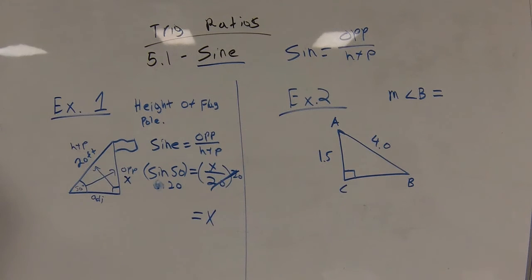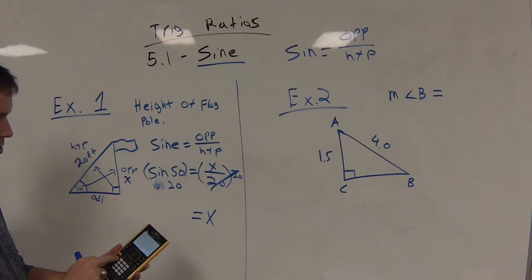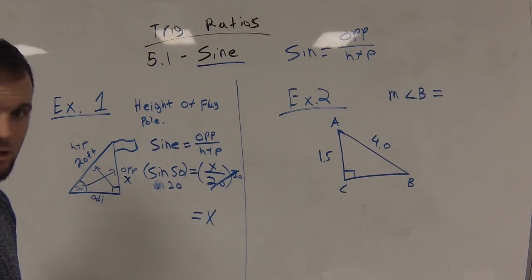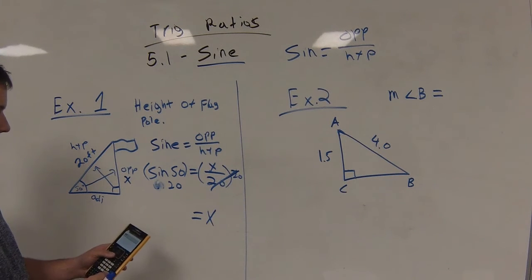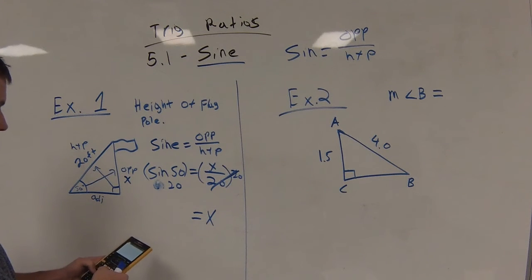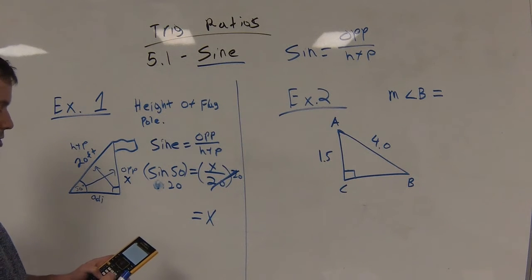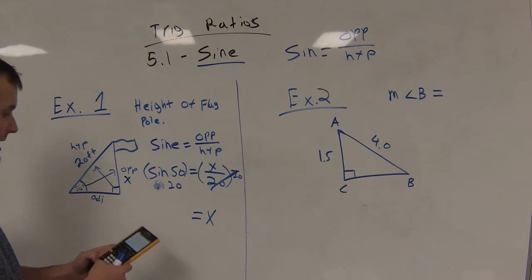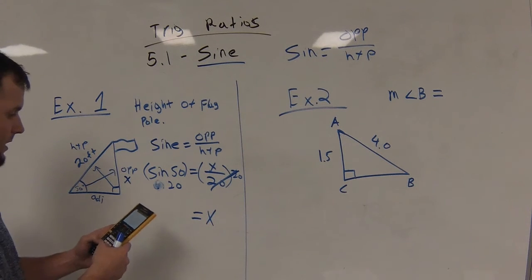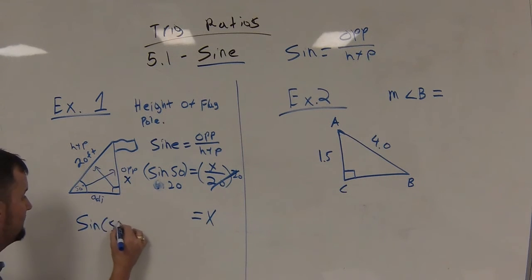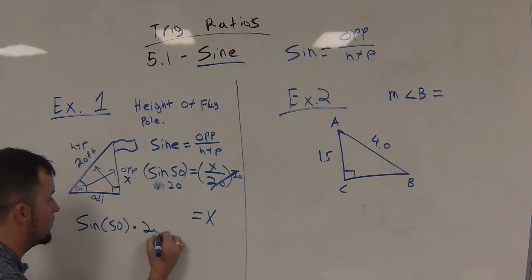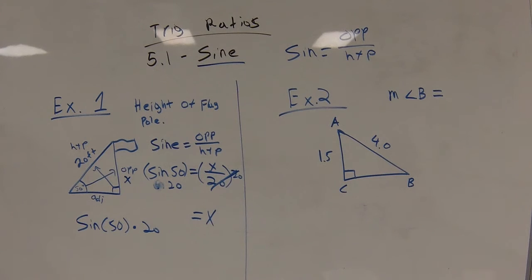And then in your calculator, you are going to go to your trig functions, which should be right underneath your control button. You're going to do control, click sine, and do 50. And then you're going to multiply sine 50 by 20. This is what it should look like in your calculator: sine parentheses 50 times 20. That's what should happen in your calculator, okay?